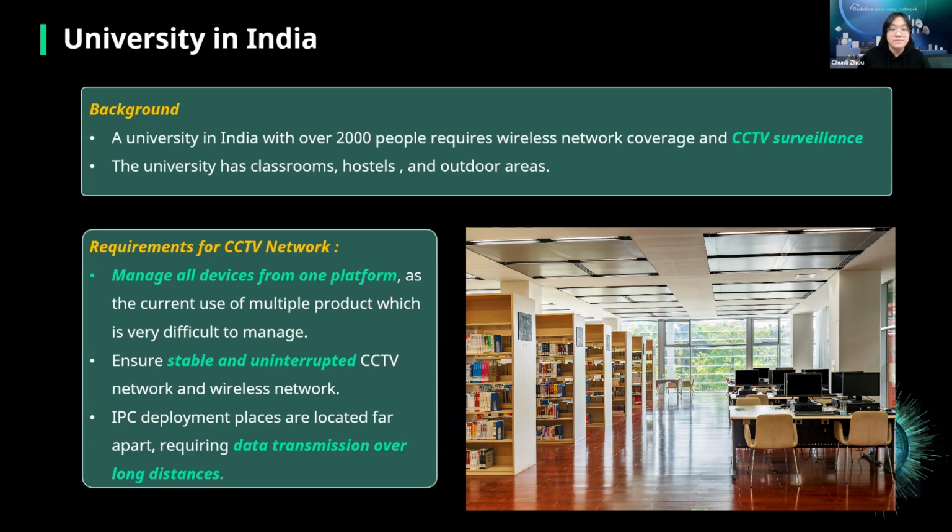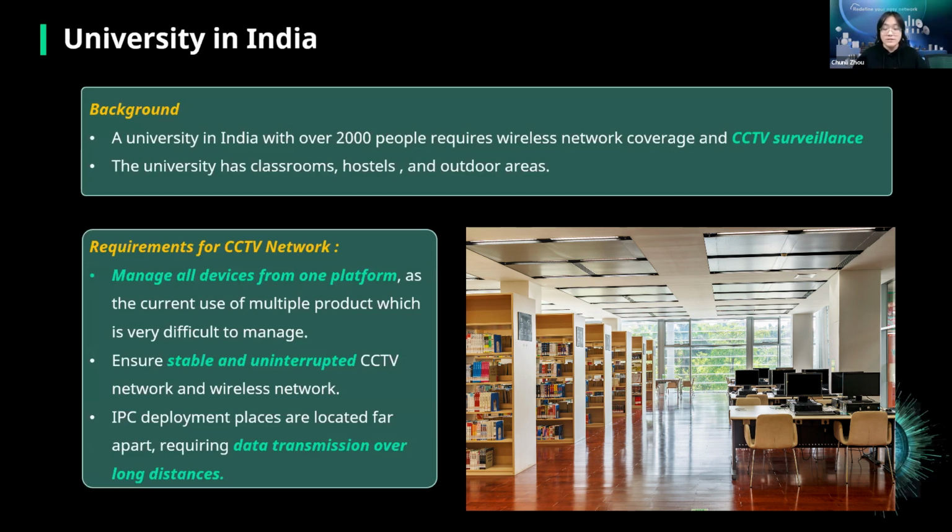The next case, the second case, is a university in India with over 2,000 people that requires wireless network coverage and CCTV surveillance. Okay. The university has classrooms, hostels, and outdoor areas.